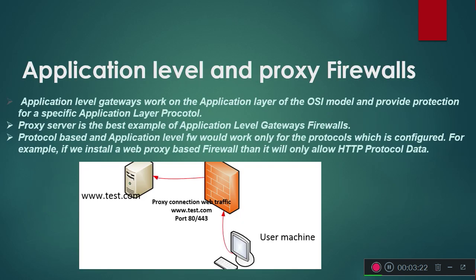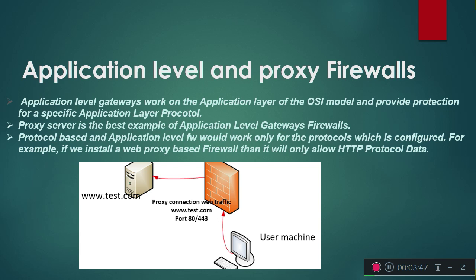Second, we discuss the application level and proxy firewall. So application level gateway works on the application layer of the OSI model. It's a layer 7 application layer. Proxy server is the best example of application level firewall. It is a protocol based firewall, and it works only on the protocol which is configured. For example, if you install a web proxy, it will only allow the HTTP protocol data.